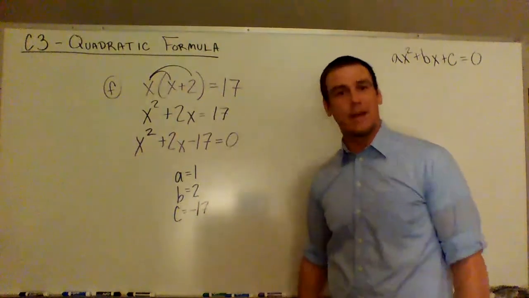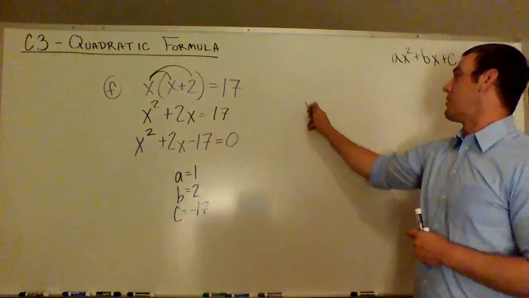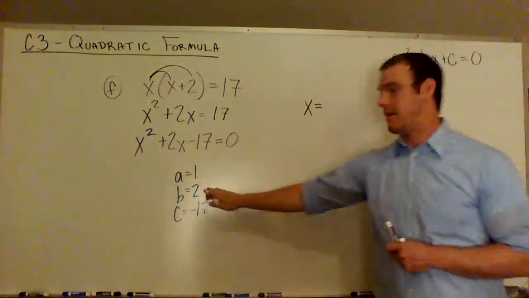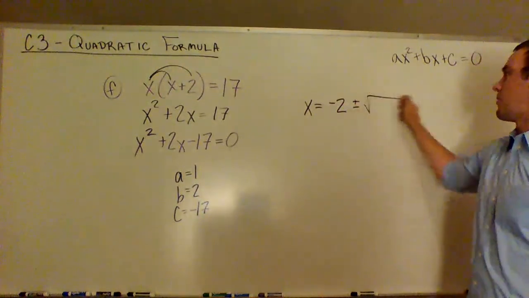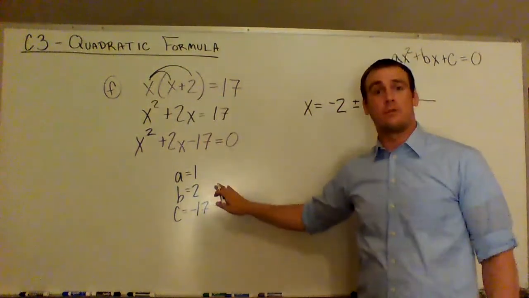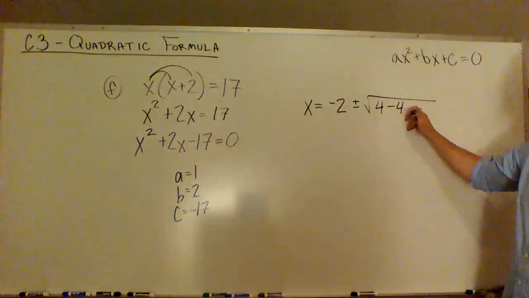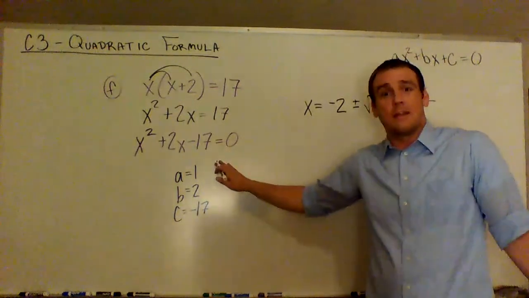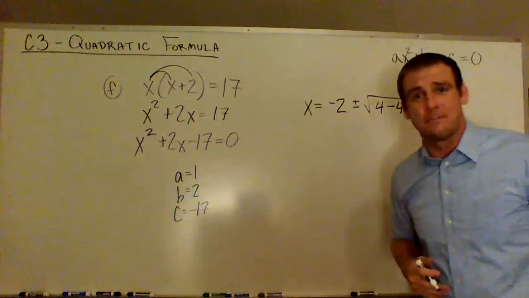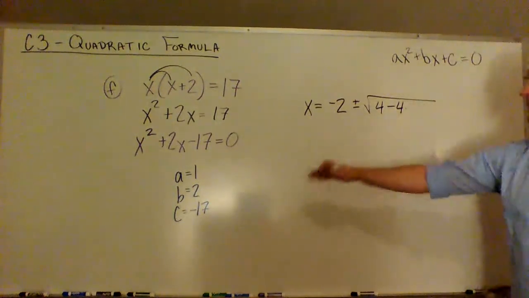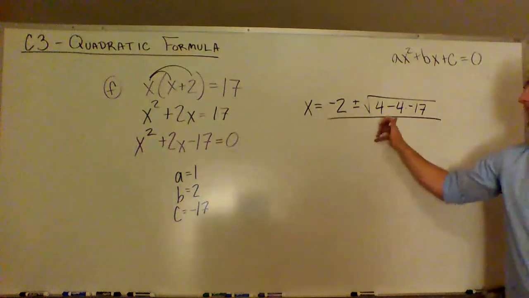What kind of crazy number is that? All right, so x is going to equal negative b, so negative 2, plus or minus the square root of b squared. So 2 squared is going to make 4, minus 4 times a. We don't need to write times 1 because negative 4 times 1 is negative 4. Times c is negative 17. All over 2 times a, which is just 2.